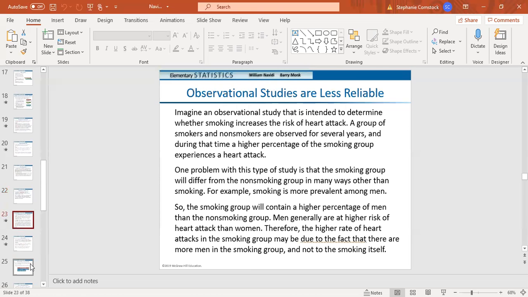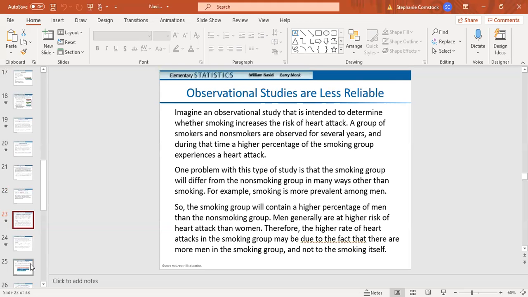Okay. Now, observational studies are sometimes considered less reliable, especially if you're trying to look at the impact of things. So if you're trying to determine whether smoking increases the risk of heart attack, you've got a group of smokers and non-smokers. They're observed for several years. And during that time, we had a higher percentage of the smoking group that had heart attacks.